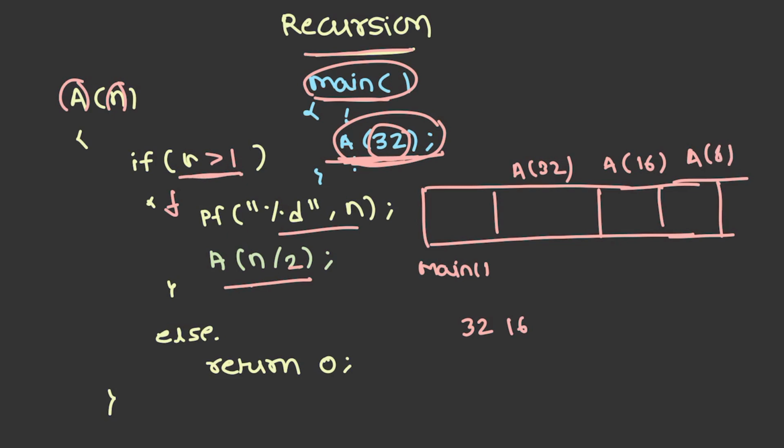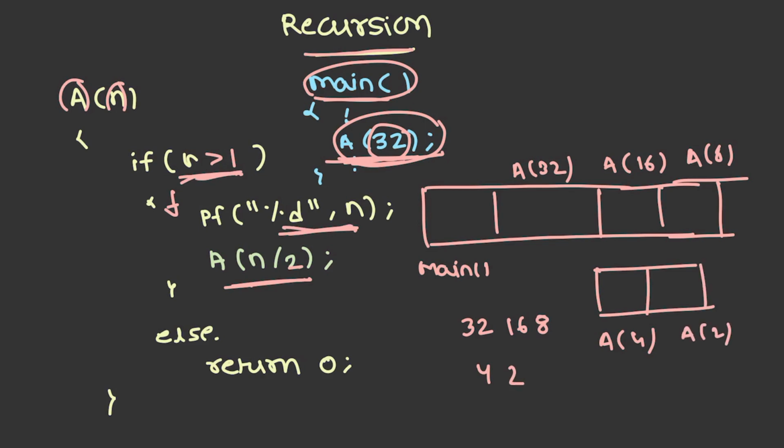8 is greater than 1. Again the value 8 will be printed. Now a of 4 will be called. A of 4 has been called. 4 is greater than 1. 4 will be printed. Now a of 2 will be called. So 2 is greater than 1 and 2 will be printed, and a of 1 is called.